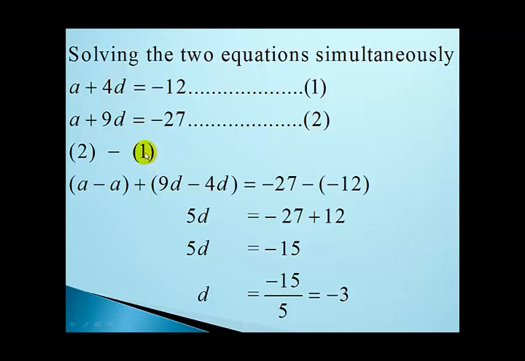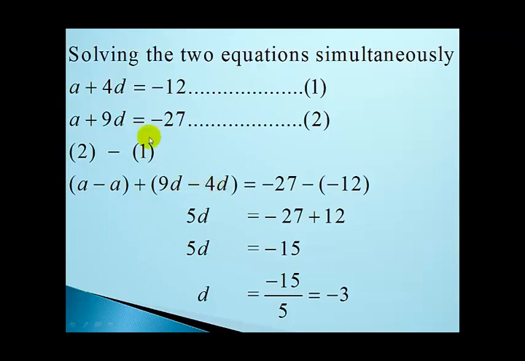So we eliminate the variable a. Now we can see that the variable a has the same coefficient, that is 1. The coefficient of a in equation 1 is 1, and the coefficient of a in equation 2 is also 1. And they have the same sign, so we subtract one equation from the other. Now subtracting equation 1 from equation 2, we have a minus a, plus 9d minus 4d.